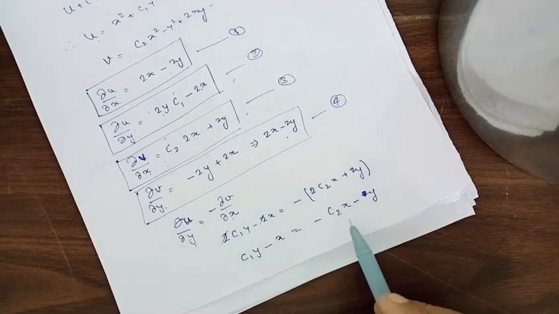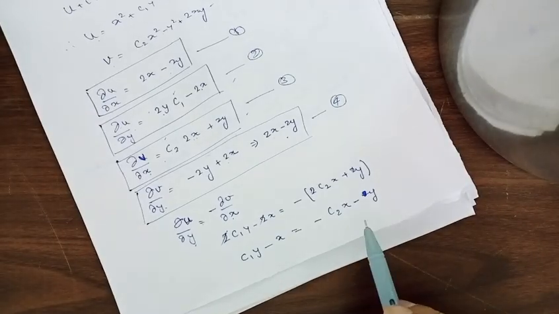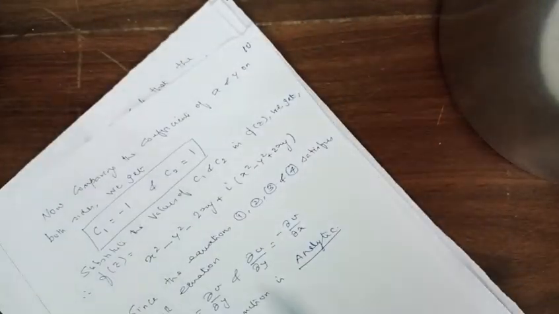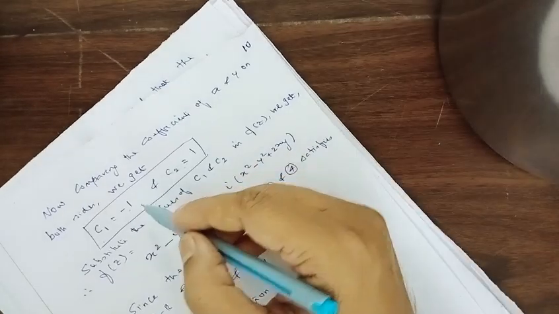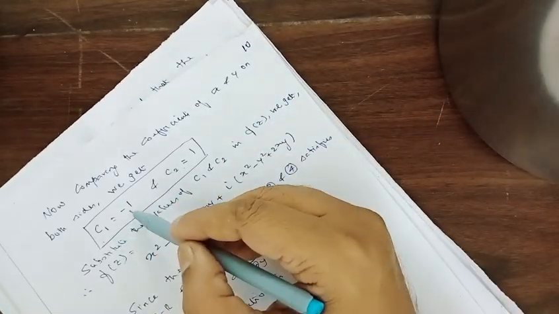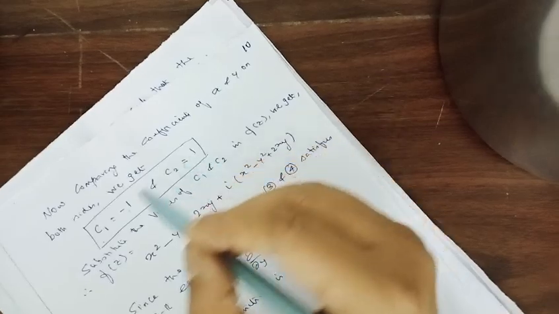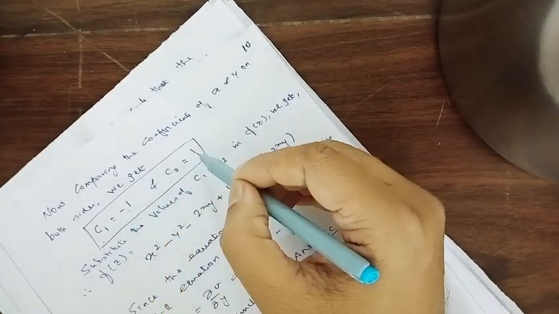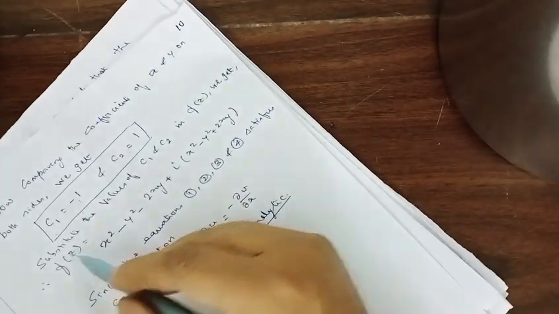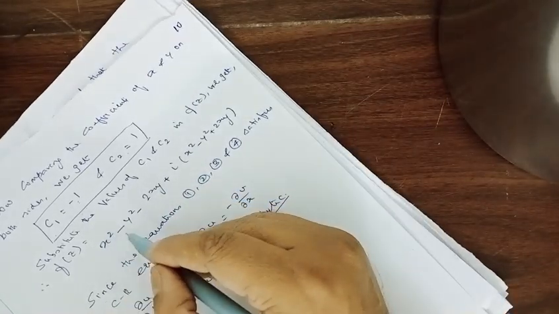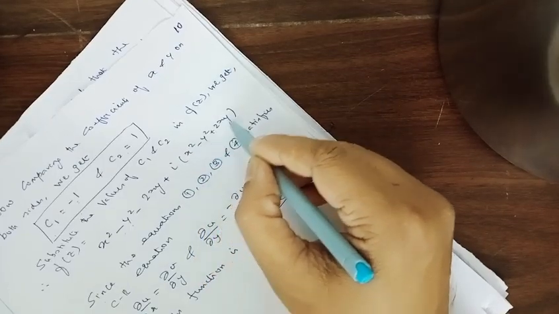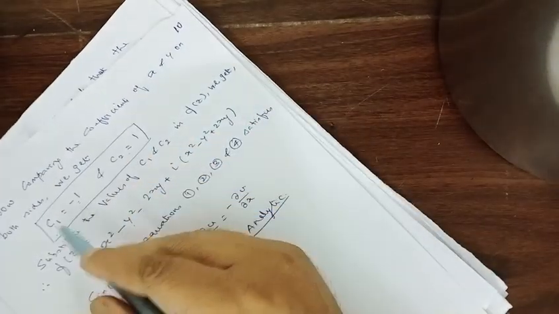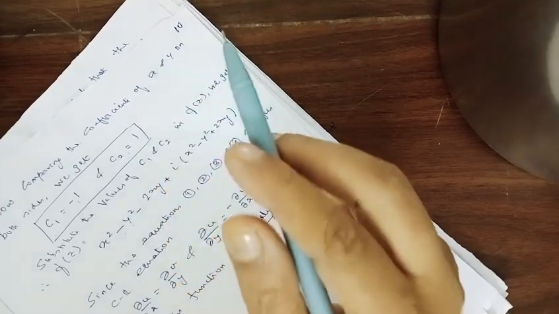Compare the coefficients of x and y. When you compare the coefficients of x and y, you will get c1 is equal to minus 1 and c2 is equal to 1. Substitute these values of c1 and c2 in the f of z equation. You will get f of z is equal to x square minus y square minus 2xy plus i into x square minus y square plus 2xy. So you calculated the c1 and c2 values also.